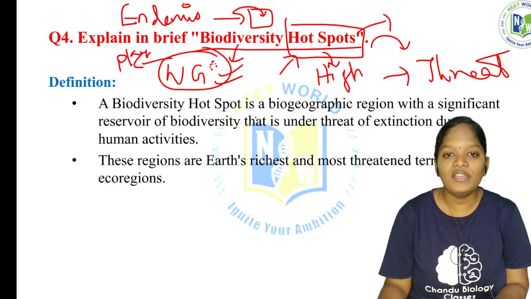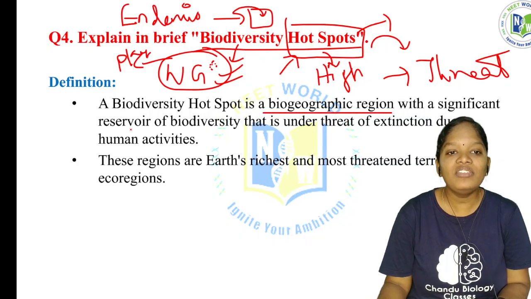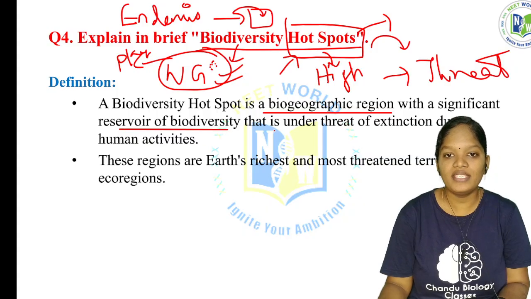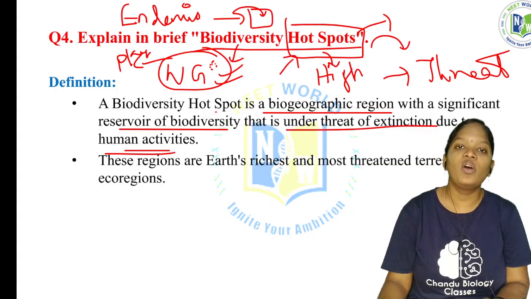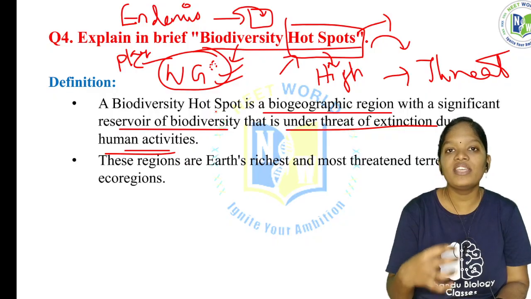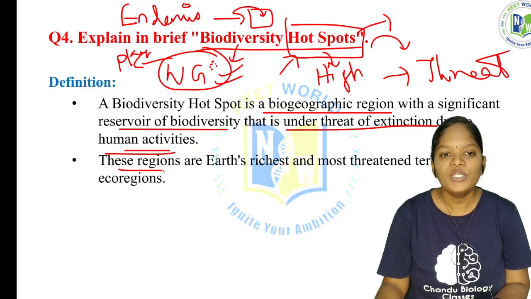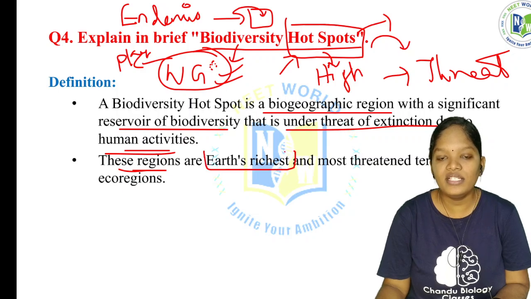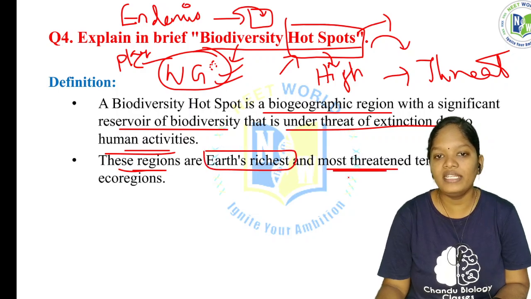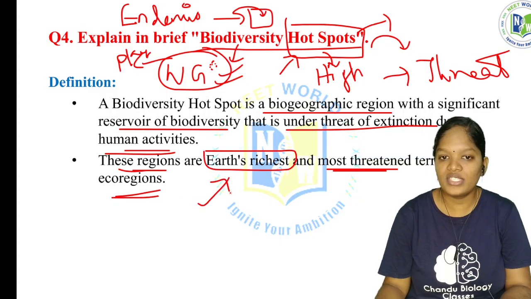Okay, a biodiversity hotspot is a biogeographic region with a significant reservoir of biodiversity that is under threat of extinction due to human activities. So already they have a variety of species, but because of human activities, they are facing a threat. So that is what a biodiversity hotspot is. These regions are Earth's richest and most threatened terrestrial ecoregions.